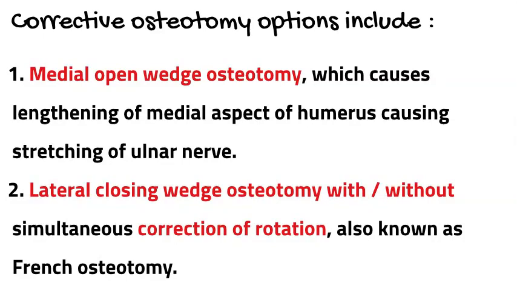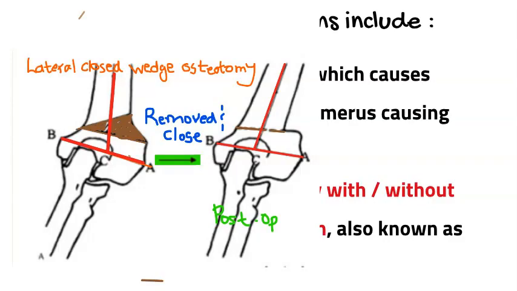This figure illustrates the lateral closed wedge osteotomy. You can see the measurement carried out prior to osteotomy, and the highlighted bone is removed and then closed to get a proper angle post-operatively.